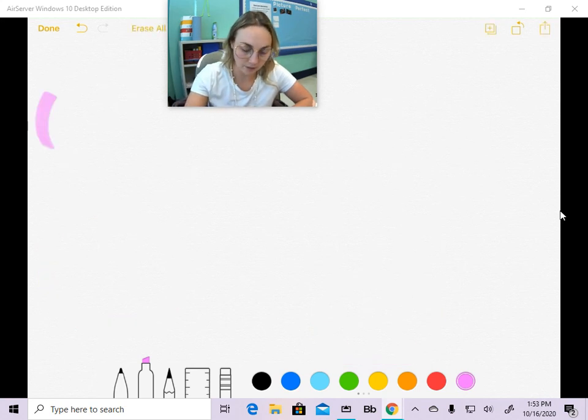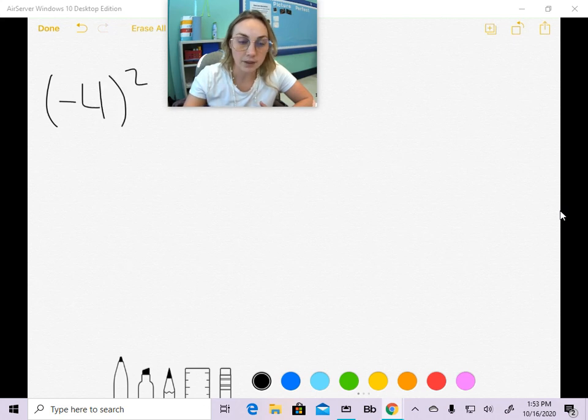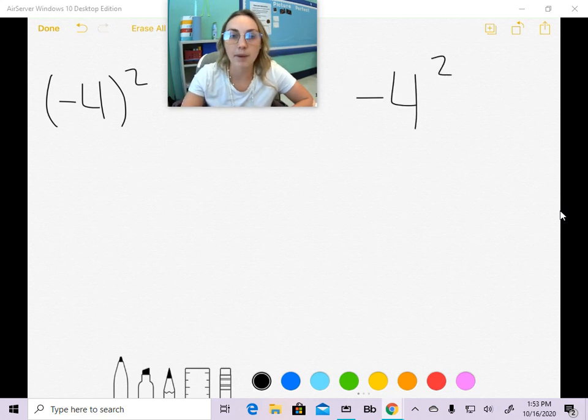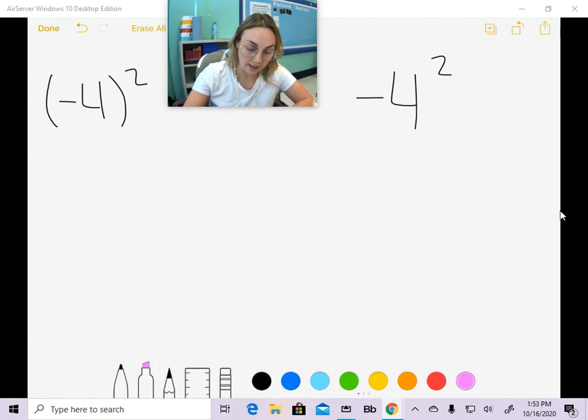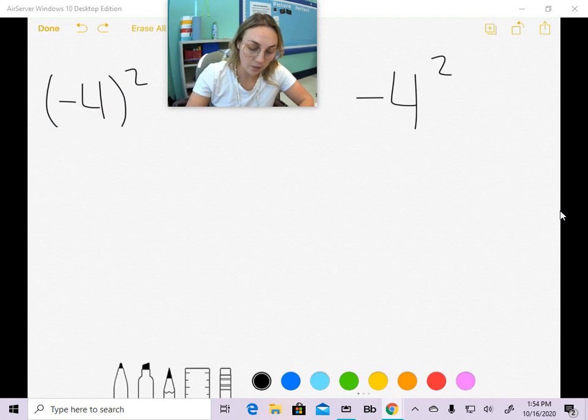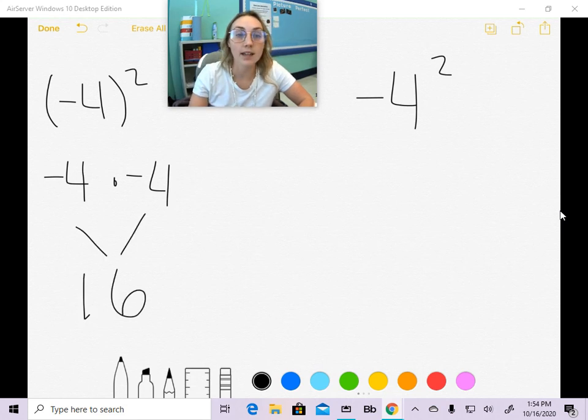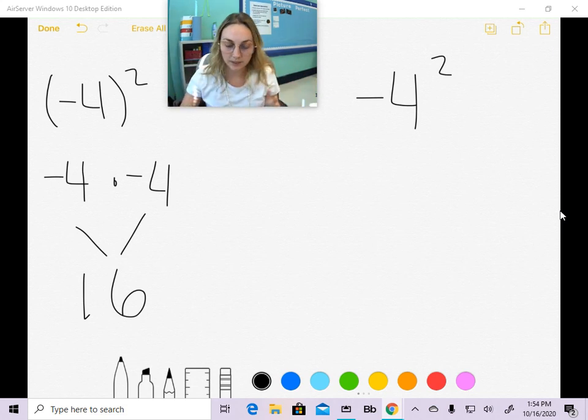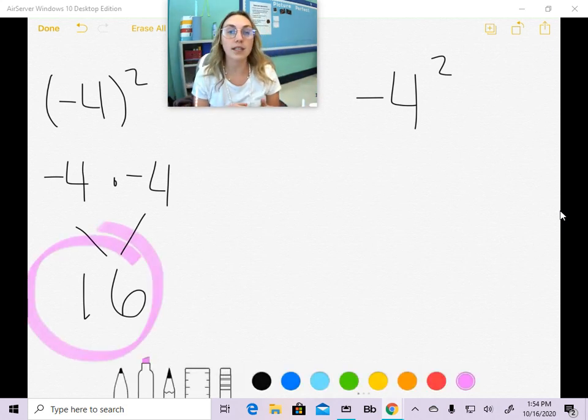This time let's do, in parentheses, negative 4 to the second power, and then on the other side, we're just going to do negative 4 to the second power. In both cases, 4 is getting multiplied by itself. But in this case, since the whole base is in the parentheses, the whole base is getting multiplied by itself. So here we can put negative 4 multiplied by negative 4, which is a positive 16, because a negative times a negative is positive. So in this case, positive 16 is the answer.